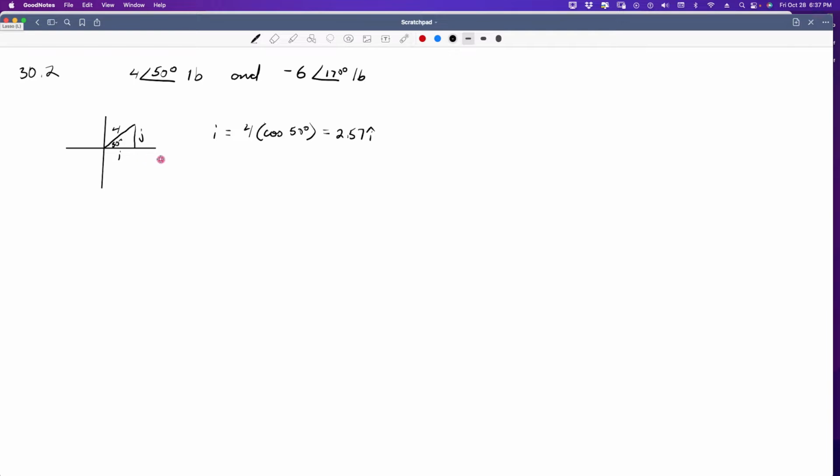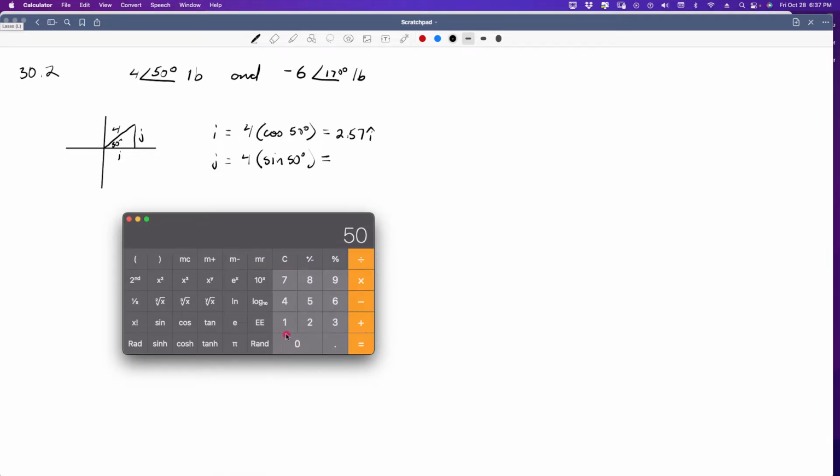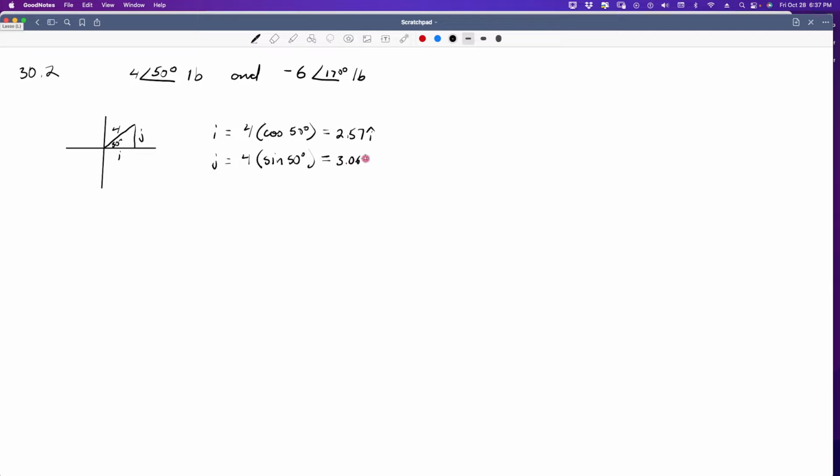All right, so let's do J. J is going to be sine, because it is the opposite side over the hypotenuse. So the J is going to be 4 as a hypotenuse times the sine of 50. And the book has already calculated that for us, but we'll double check it. So 50 sine times 4 is 3.06, and the book has the same answer. So we're on the right page, doing it the right way. So that's our rectangular coordinate for this one. Okay, pretty easy to write. We'll do that in a minute.